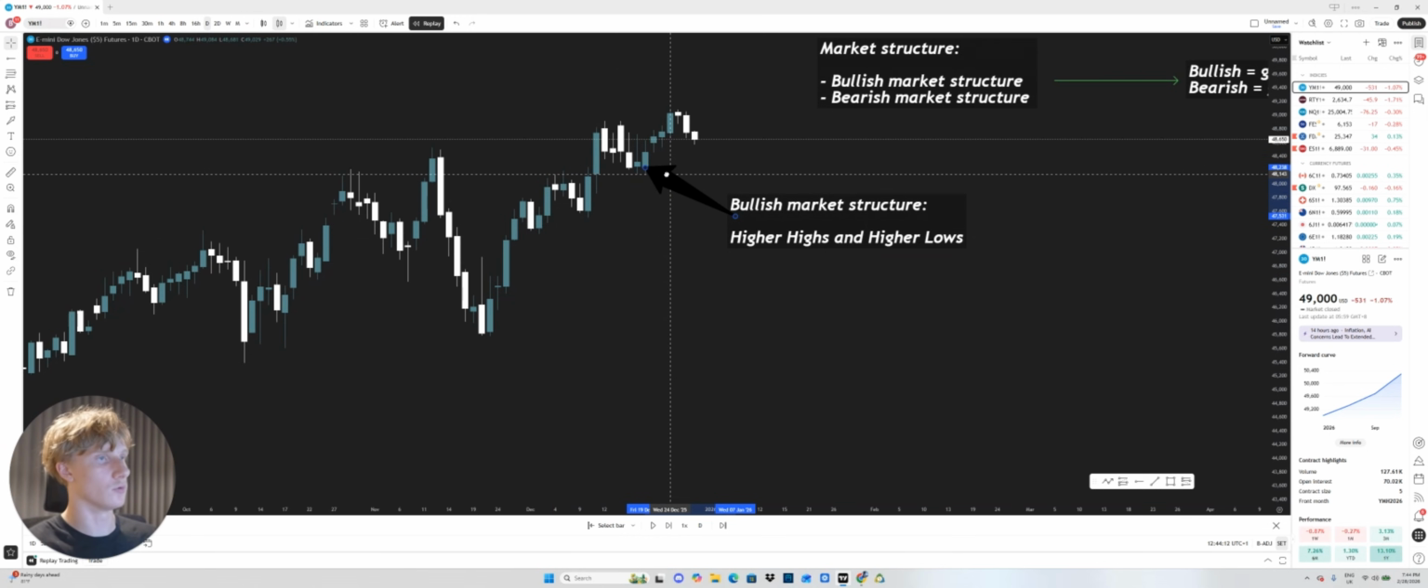This is a higher low, so on and so forth. Now with higher highs, it's just the same, but the opposite. So if we look, this is a high. Here we have a higher high. Here we have a higher high. Here we have a higher high. So that shows us that we are clearly in a bullish market. Why? Because we are making bullish market structure.